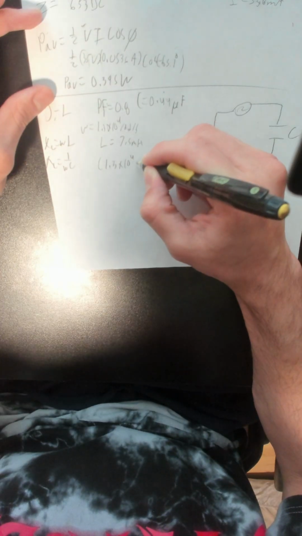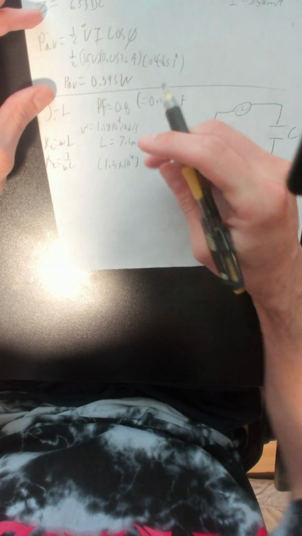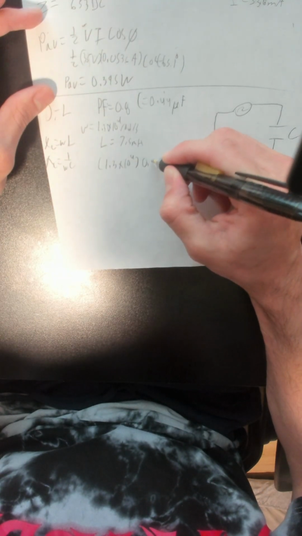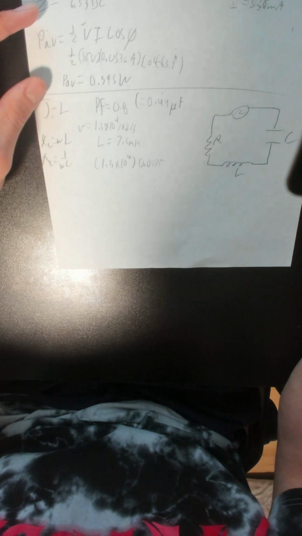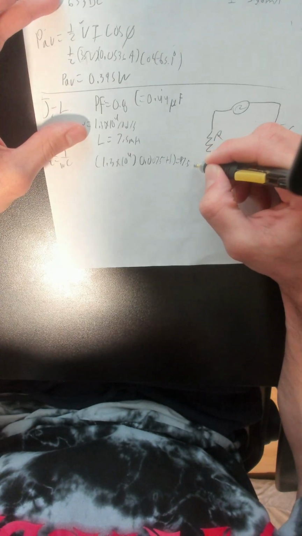1.3 times 10 to the power of 4 radians per second times 0.075, which is 7.5 mH, and that equals 97.5 ohms, which is equal to XL.